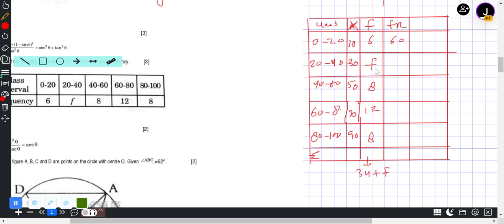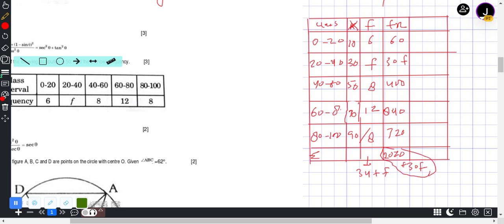6 into 10 is 60, 30f is 30f, 40 into 8 is 320, and 70 into 12 is 840. This is 90 into 8 is 720. So now use your calculator and find out. 60, 460, 500, 1300 and 2020 plus 30f. I hope my calculation is right.